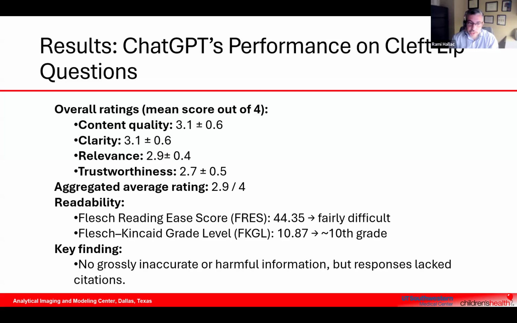ChatGPT scored on average 2.9 out of 4, with high ratings for content quality and clarity, but slightly lower trust scores due to missing citations. The readability was at a 10th grade level, making it a little challenging for some patients. Overall, the model provided generally safe, relevant information, but still needs oversight before clinical use.